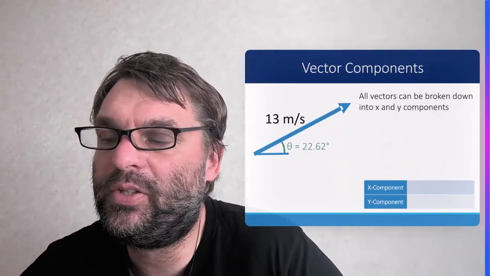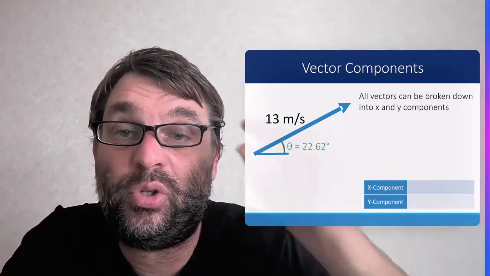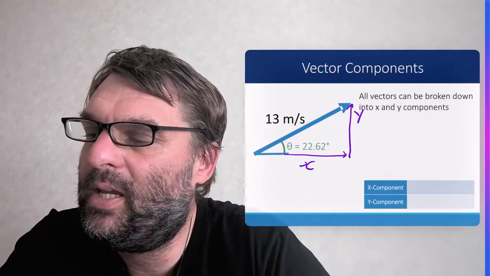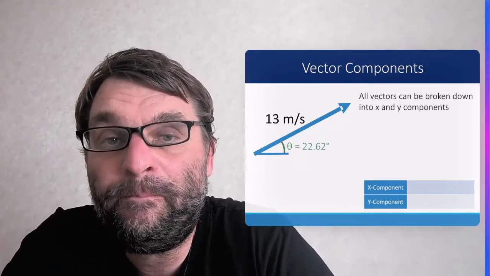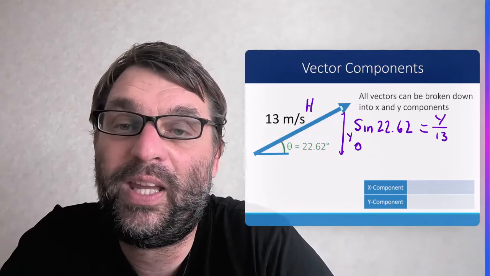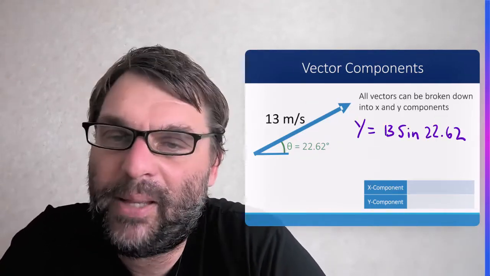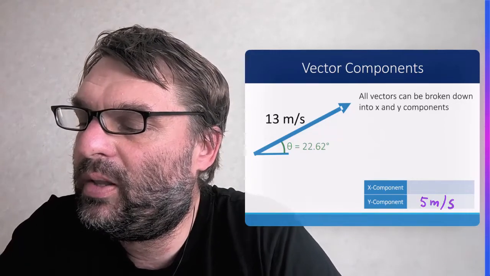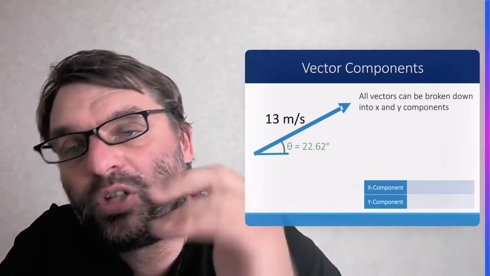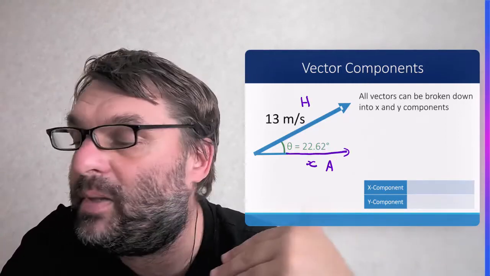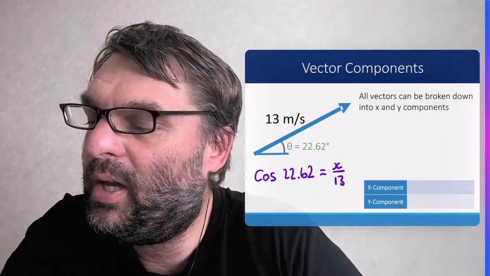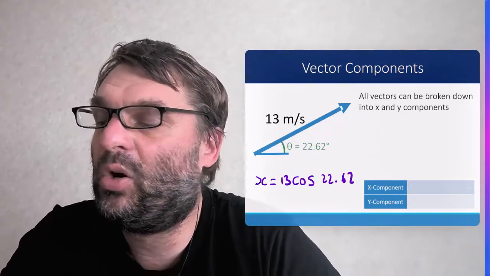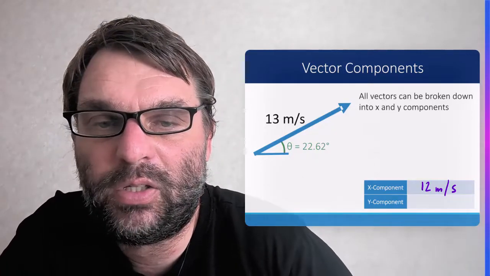In terms of vector components, here's an example. All vectors can be broken down into x and y components. Here the vector is 13 meters per second. To work out the x and y components, we use a bit of trigonometry. The sine of 22.62 will equal y over 13. If we rearrange that, y will become 13 times the sine of 22.62, which gives 5 meters per second. Conversely, for the x component, it'll be the cos of 22.62, which will be x over 13, remembering our SOHCAHTOA. That means x will be 13 cos 22.62, or 12 meters per second.